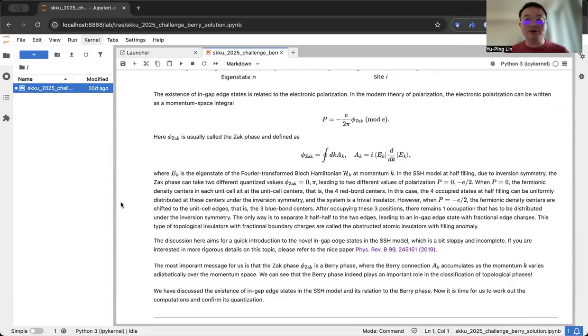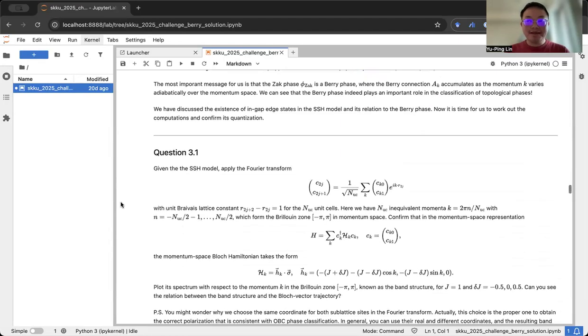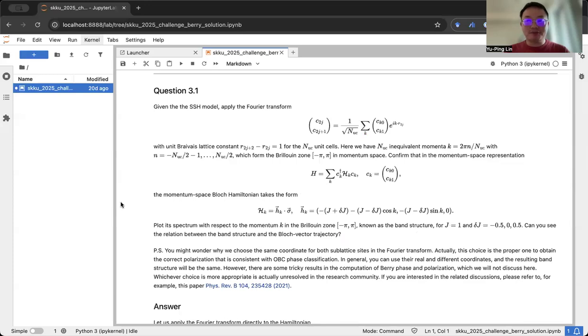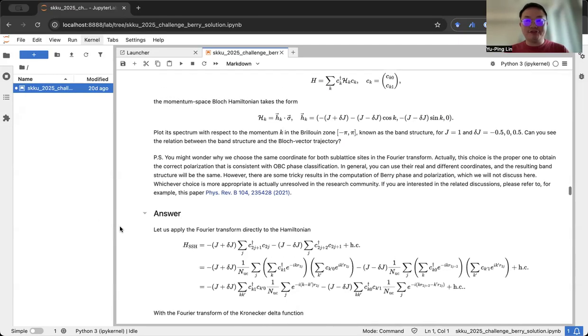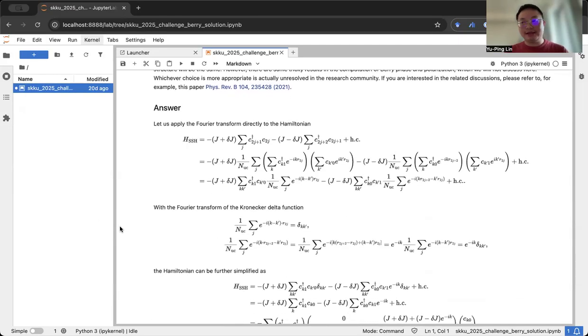So our mission is to find a way to compute the Berry phase in the momentum space and use it to detect the topological phase transition, that is, whether the polarization is zero or non-zero. Question 3.1 is to perform the Fourier transform into the momentum space. At the end of the calculation, we will be able to find a Bloch sphere Hamiltonian, and we will have a Bloch vector like this.